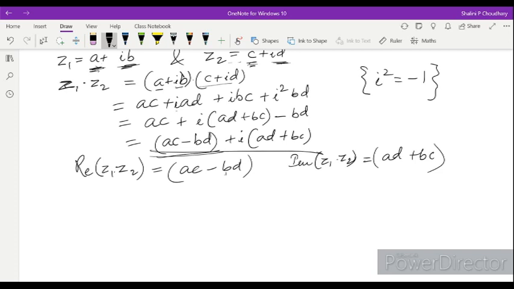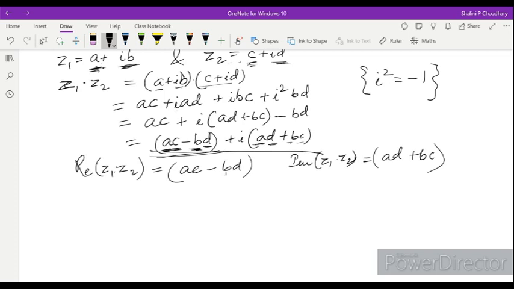So how do you remember this? This one is real of z1 and real of z2, and with a minus sign, imaginary of z1 and imaginary of z2. And this is real of z1 with imaginary of z2, and imaginary of z1 with real of z2. This way you have to remember ac minus bd and plus i(ad plus bc).